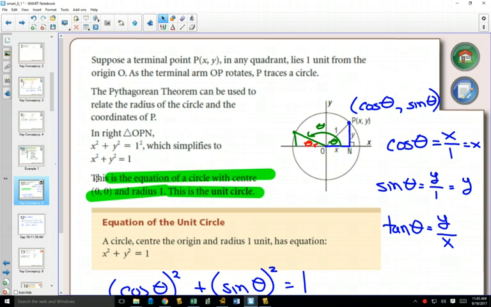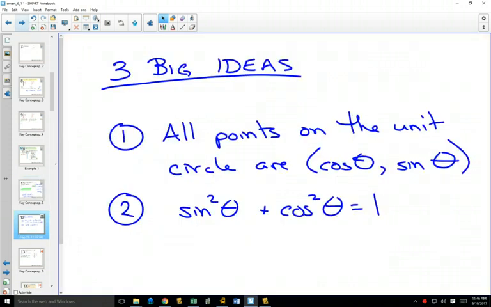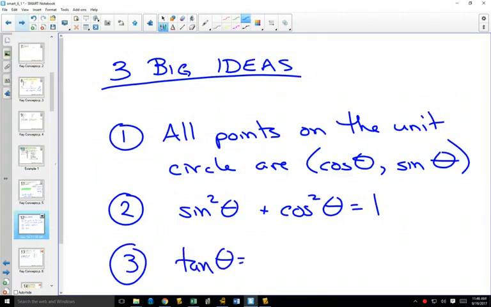Pretty cool. The last big idea that we're going to have from this little circle and just drawing a triangle is looking at tan. Well, tan of theta is y divided by x. But if y is the same as sine and x is the same as cos, the third big idea that we're going to learn is that tan of theta is always sine of theta divided by cos of theta.